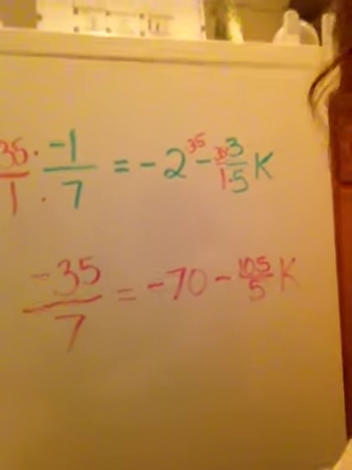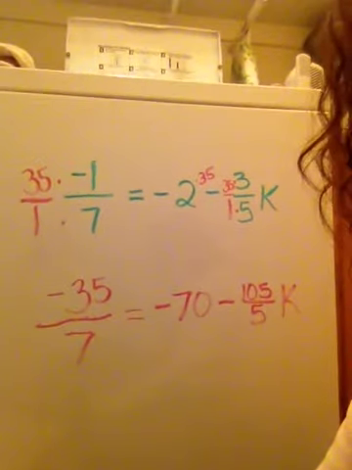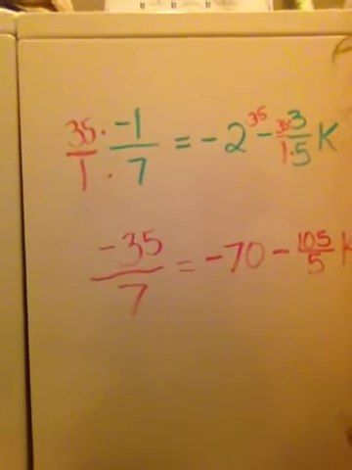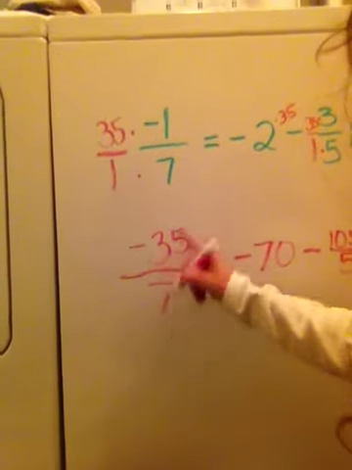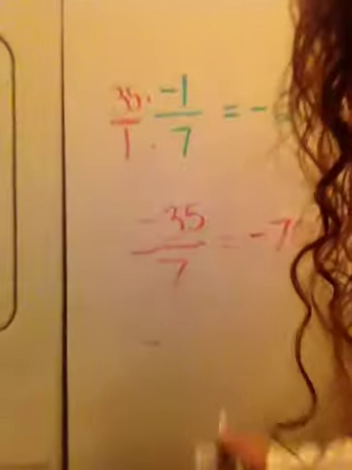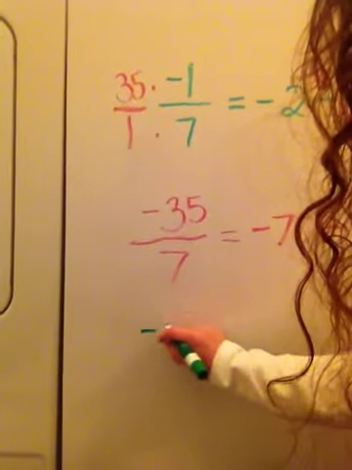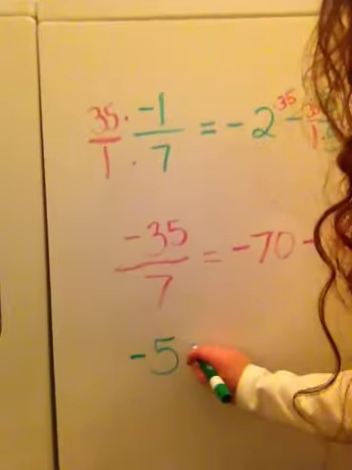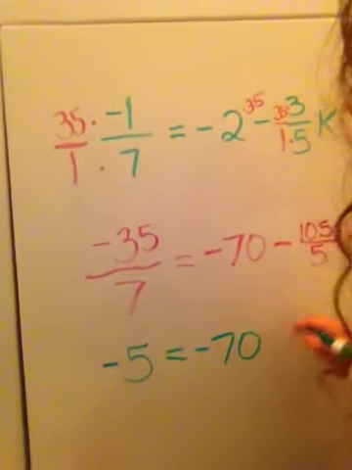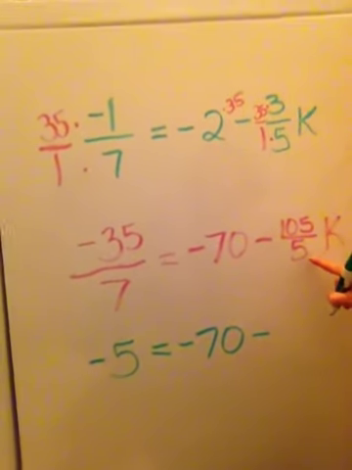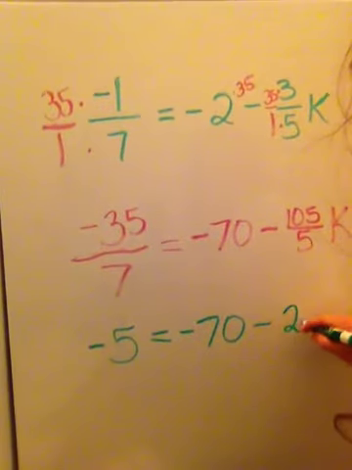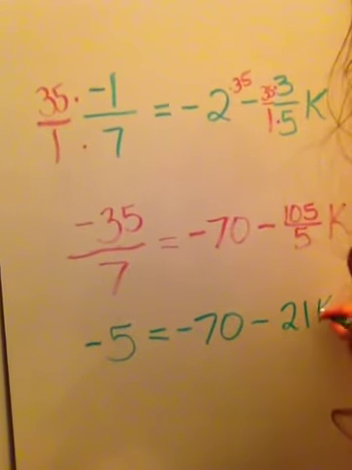Okay? Zoom back a little for you. Okay, so if we divide this out, negative 35 divided by 7 leaves us with negative 5 equals negative 70 minus 105 divided by 5 is 21k.